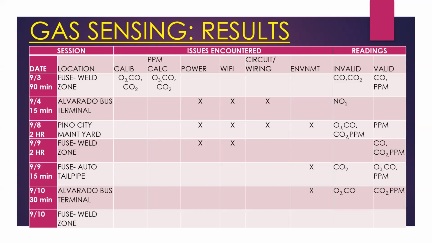And then we move toward, from left to right, power, Wi-Fi, and circuit and wiring issues that, after we figured out how to calibrate and do the calculations, we encountered at the maintenance yards and in the welding zone at Fuse and at the Alvarado bus terminal. Power in this case meant power issues related to powering the gas sensors in addition to the breadboard components. So we had 3 instances there. That was also related to Wi-Fi connection to broadcast information to the dashboards at the Alvarado bus terminal and the Pino City yard, as well as the Fuse welding zone.